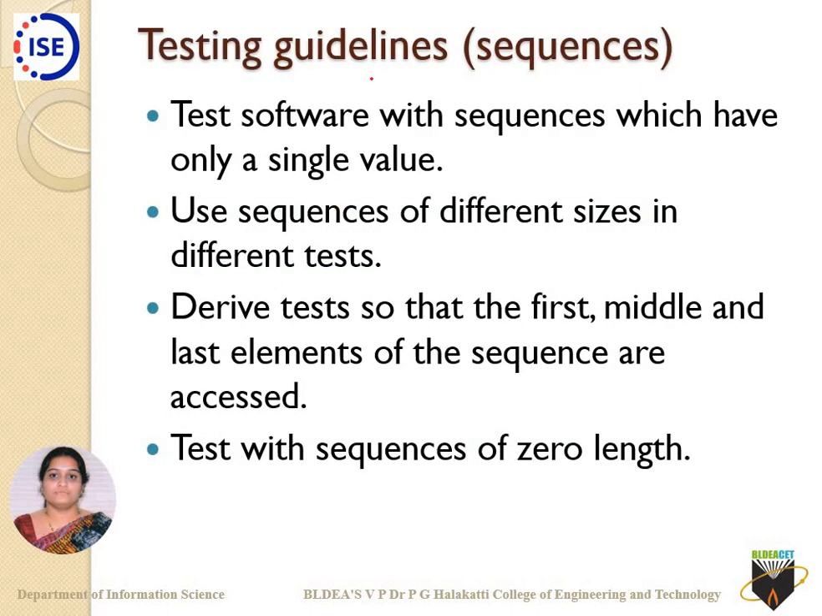Then comes the guideline based testing. Whenever I say guideline based, there are certain testing guidelines. What are those? Test the software with sequences which have only a single value. Use sequences of different sizes in different tests. The third one is derive the tests so that the first, middle and last element of the sequence are assessed. Test with sequences of zero length. That should also be considered.